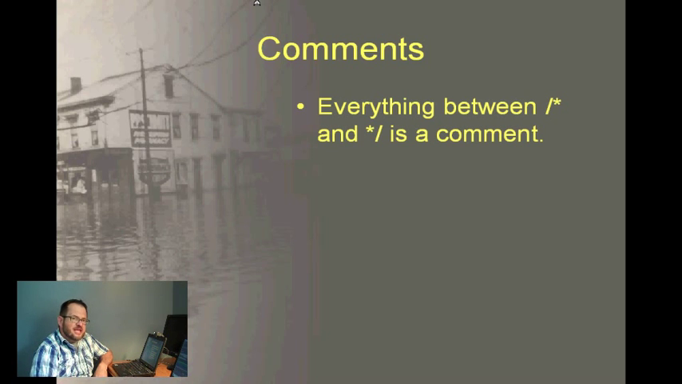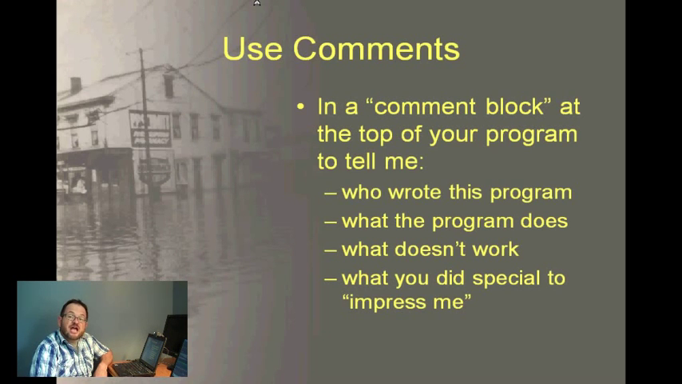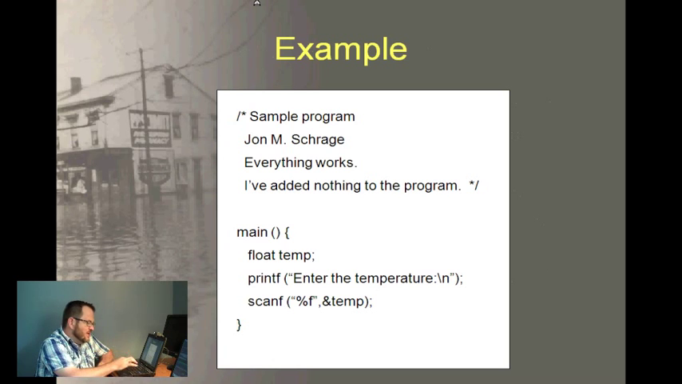Now, typically, one of the main things that we do with comments is to create what's called a comment block at the top of the program. At the top of the program, you're going to actually be telling me things like who wrote this program, what the program does, what known bugs there are in the program, what you did special in your program to impress me, and so on. So here's an example. If I had a little program right here like this, and I didn't include the pound include statements and so on, but I just had a little comment block at the top, see the little /* and the */, that means everything in between there is just a comment.